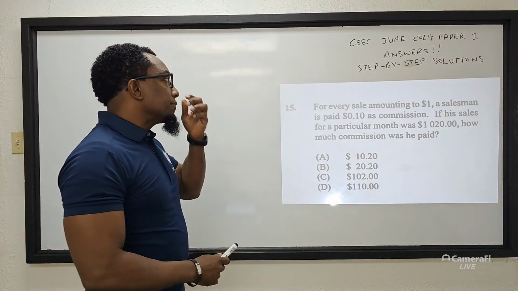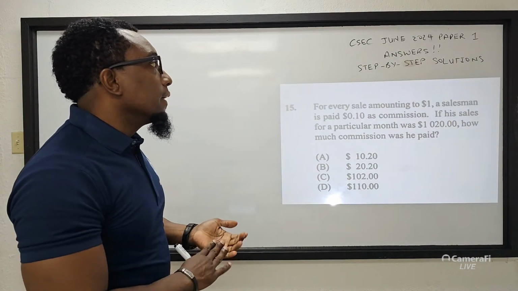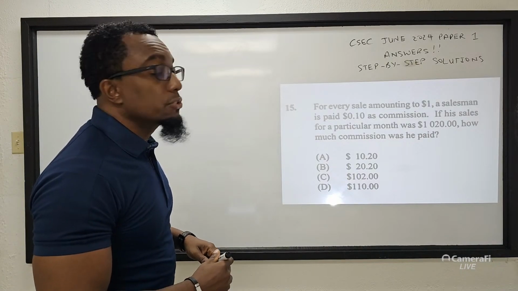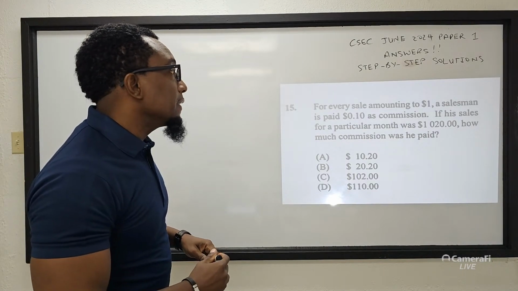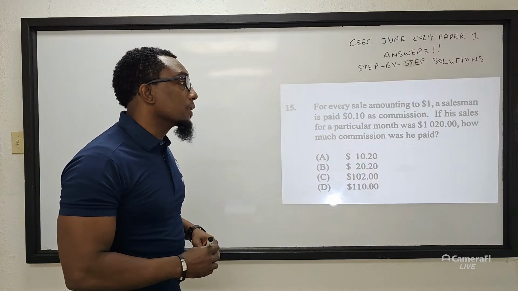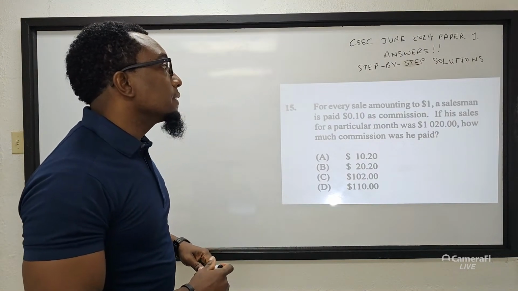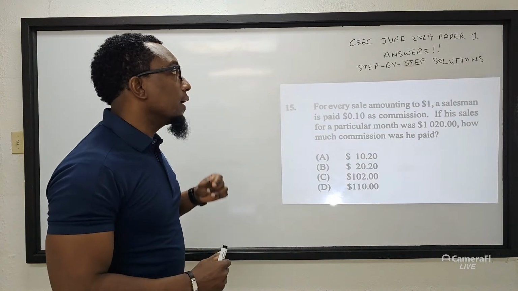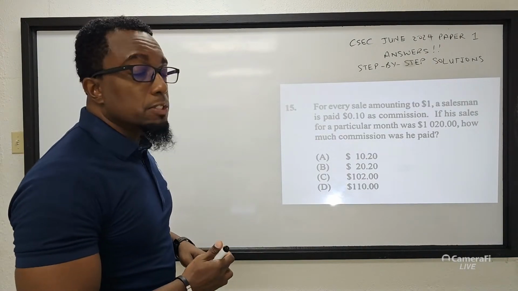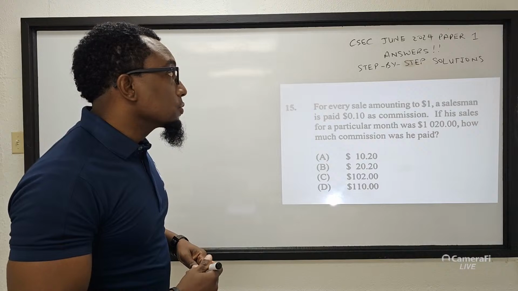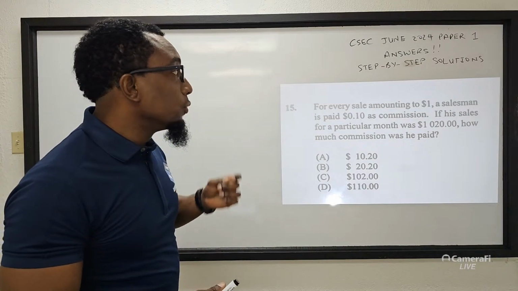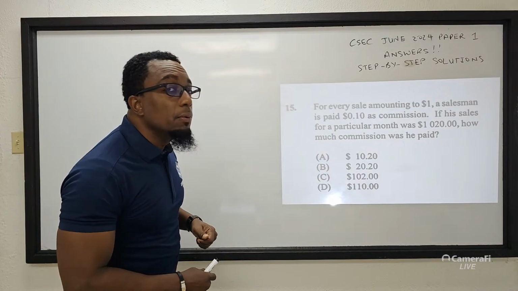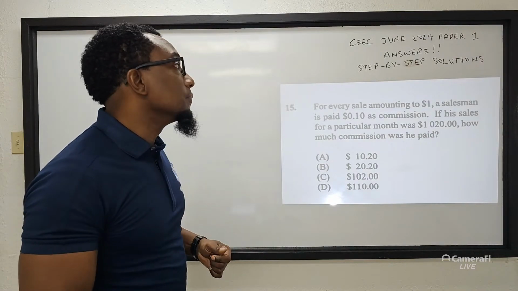Right. For every sale amounting to $1, a salesman is paid 10 cents as commission. If his sales for a particular month was $1,020, how much commission was he paid? So for every $1, a salesman is paid 10 cents. So if his sales amounted to $1,020, then we know how many $1 that is equivalent to.